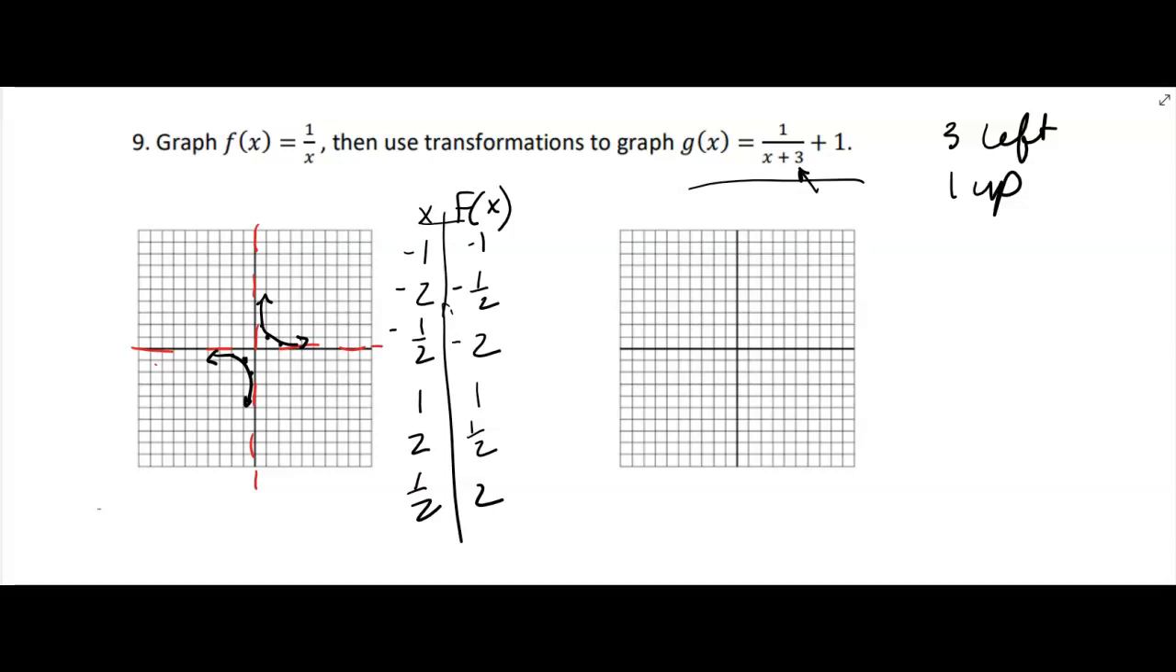Move it 3 to the left, 1, 2, 3. So your vertical asymptote is now here. And your horizontal one's going to be up 1. So it looks like that. Then you can just graph. There's no stretch or shrink here. So you can just graph based on that, and it's going to have the same basic shape. And then you just have to shift them over. But you can go by your new kind of origin there because you moved the asymptotes. Anyway, that's the way it would look. So there you go. That was page 3.